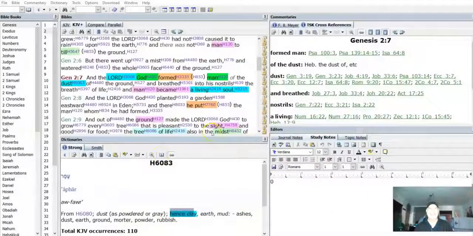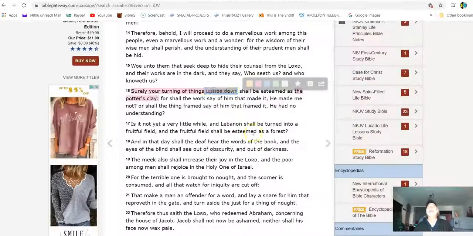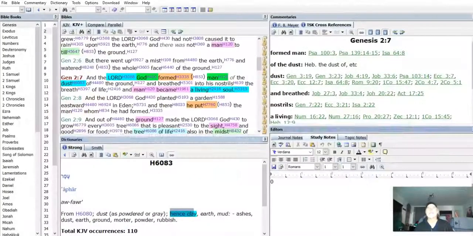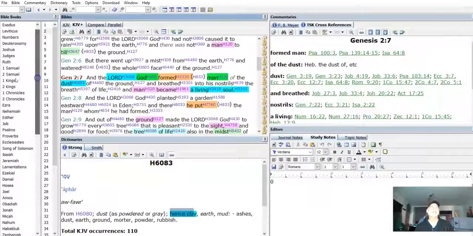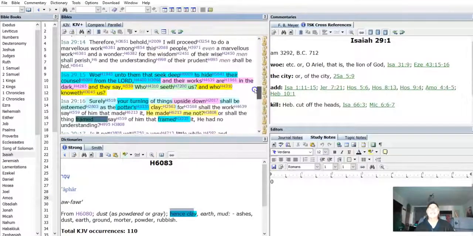So watch, this is going to freak y'all out. I was like, oh my God, I get it. So here we go, ready? Isaiah 29. Surely your turning of things upside down shall be esteemed as the potter's clay. Let's go check all this out now real quick in the Bible. And then I'm going to give you a scripture that's going to blow your mind. Another one, ready? I'm so excited, I'm freaking out. Isaiah 29, we're the sons of Adam, guys. And that means we're the sons of Christ.